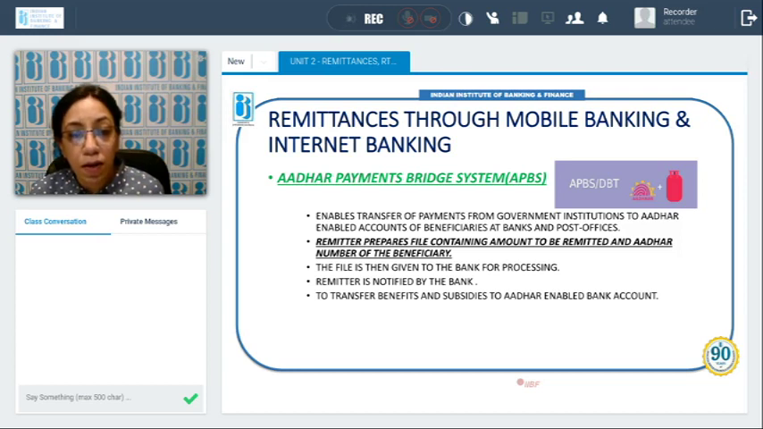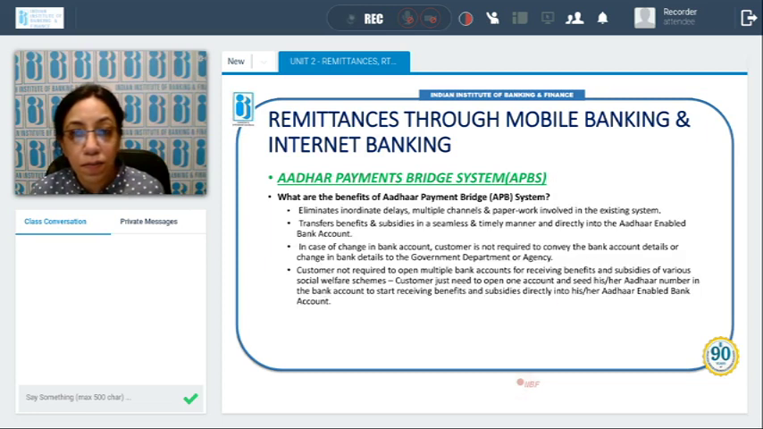Remitter prepares file. Remitter is the bank containing amount to be remitted and Aadhaar number of the beneficiary. This file is then given to the bank for processing. Remitter is notified by the bank, and then this is used to transfer benefits and subsidies to Aadhaar enabled bank account. One more method of remittances based on Aadhaar is Aadhaar Payments Bridge Systems (APBS).